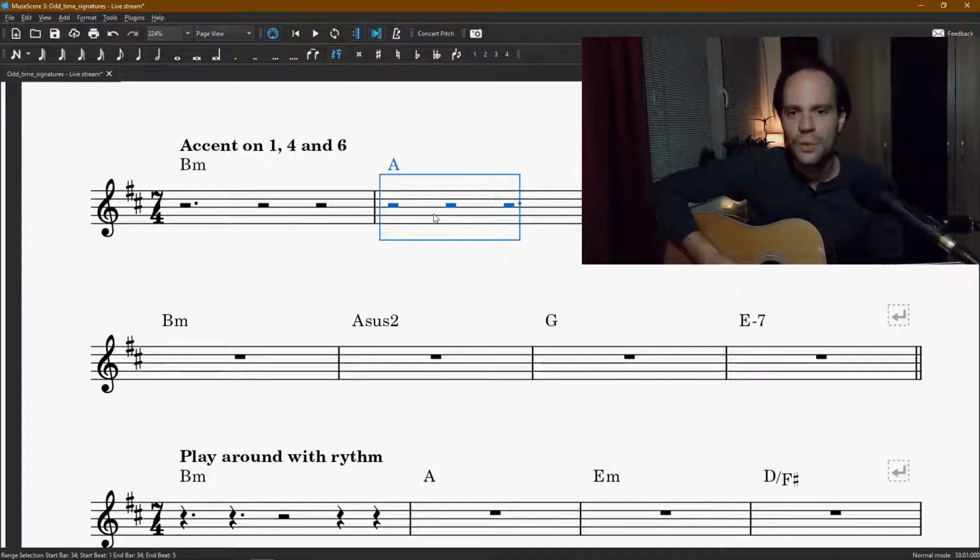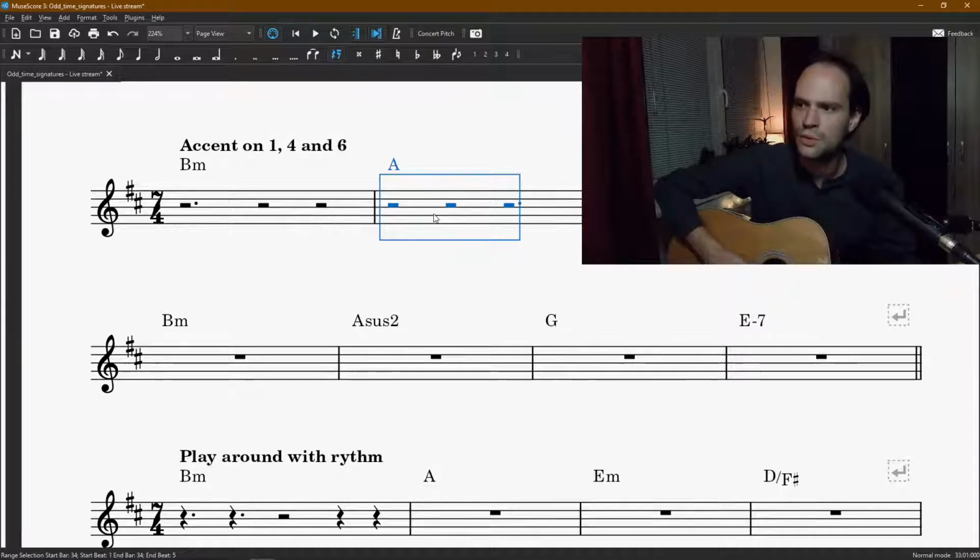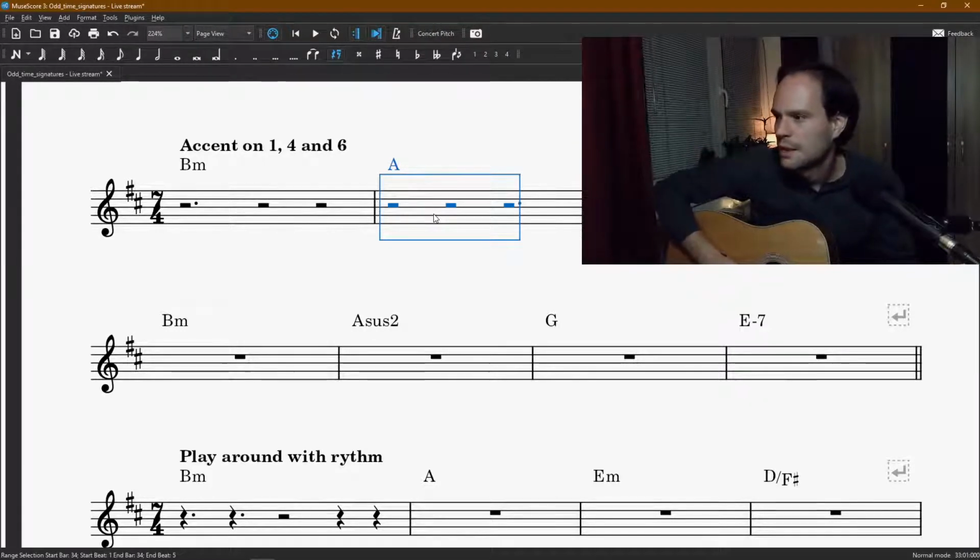1 2 1 2 1 2 3 1 2 1 2 1 2 3 1 2 1 2 1 2 3 1 2 1 2 1 2 3 1 2 1 2 1 2 3. So now just quickly with my first example again: 1 2 3 1 2 1 2 1 2 3 1 2.